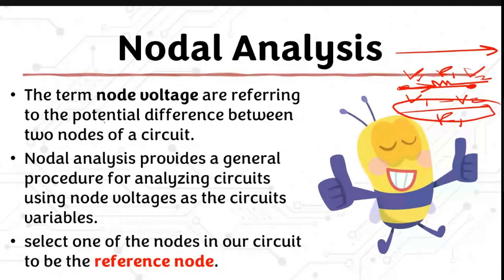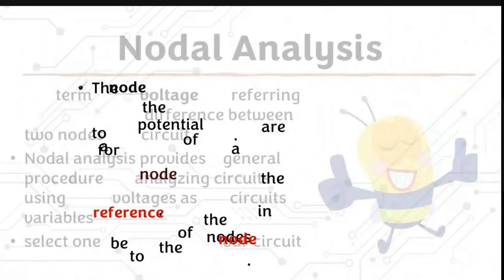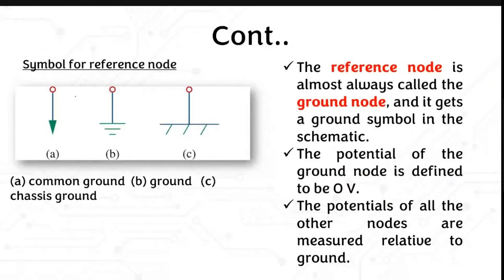We call it the potential difference between two nodes of a circuit, and the two nodes are V1 and V2. So we provide the general procedure for analyzing a circuit using node voltage. The important thing is that you need to have your reference node, which is usually the ground, which is 0. The symbols for the reference node usually are the common ground and the chassis ground. We name this the reference node, which is defined to be 0.